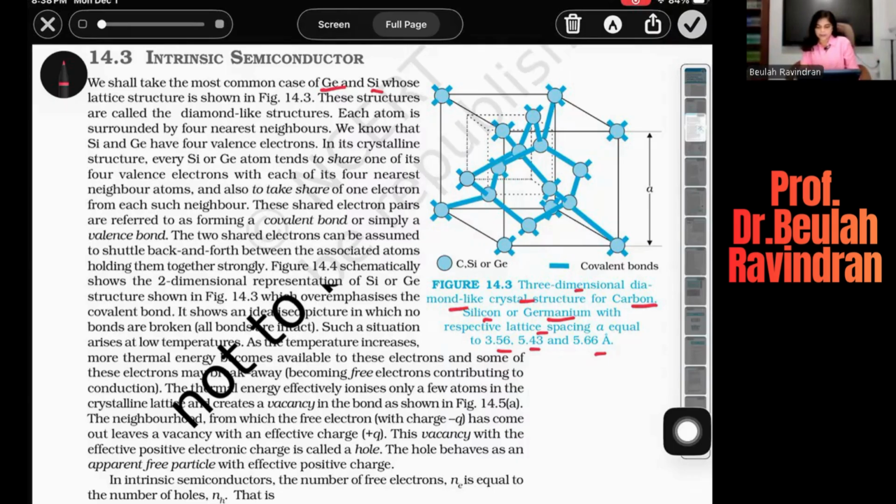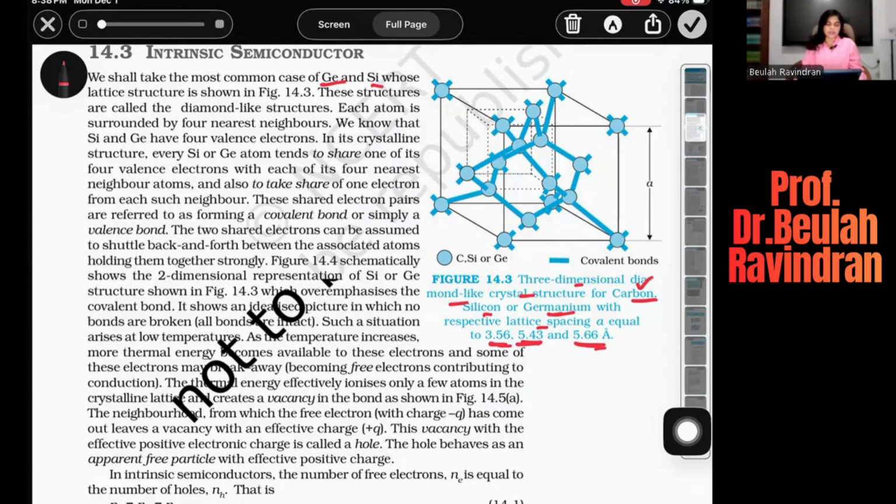Say, for example, for carbon, what is the lattice spacing? Lattice spacing is 3.56. For silicon, 5.43. For germanium, it is 5.66. Okay. So everything is here. We know that germanium and silicon have four valence electrons, right? Including carbon also. In its crystalline structure, every silicon or germanium atom tends to share one of its four electrons with each of its four nearest neighbor atoms. This is the different case of silicon and germanium. Not in carbon.